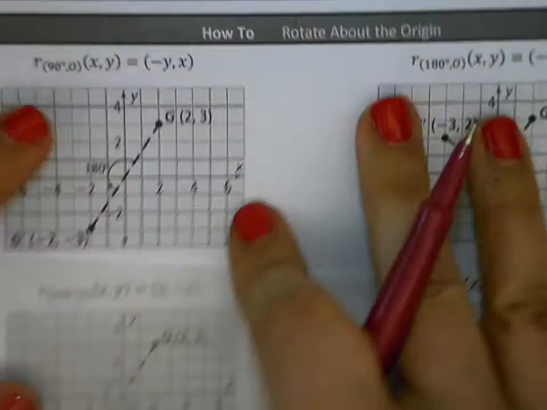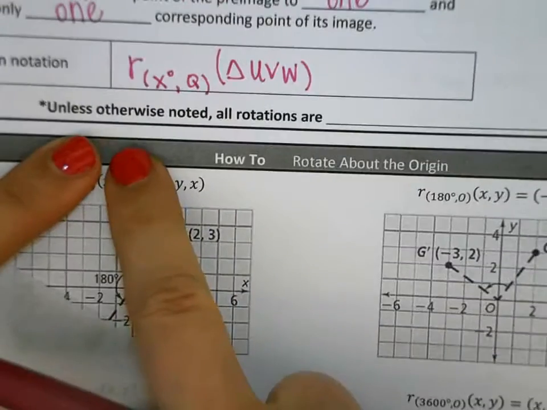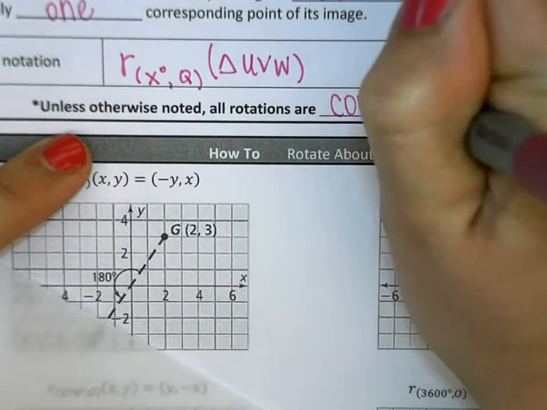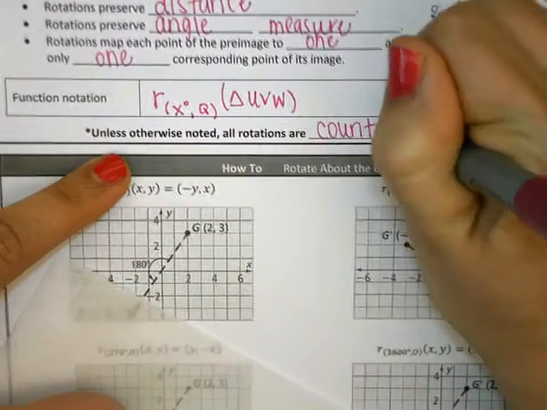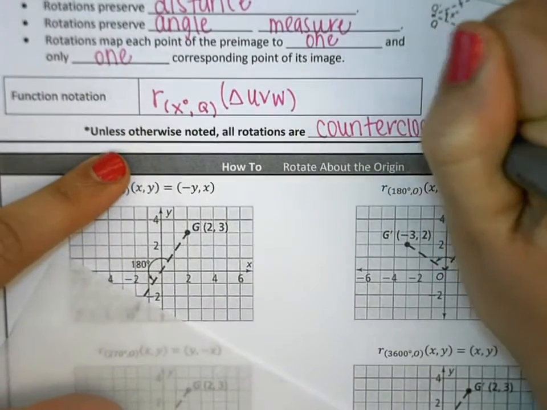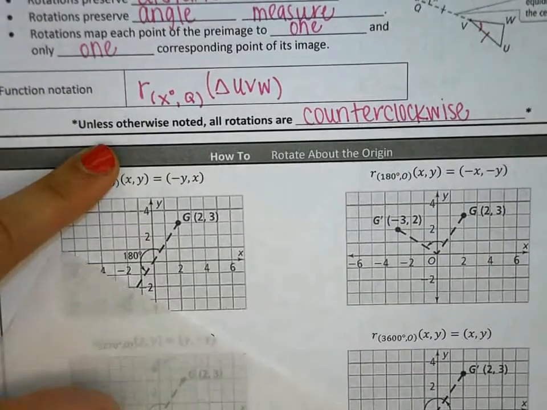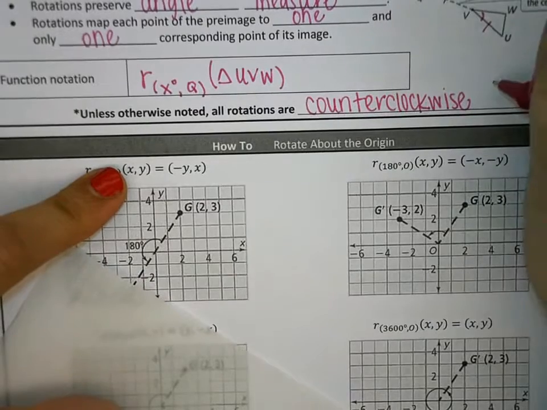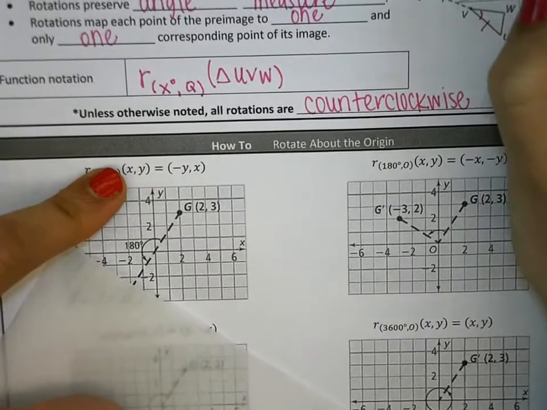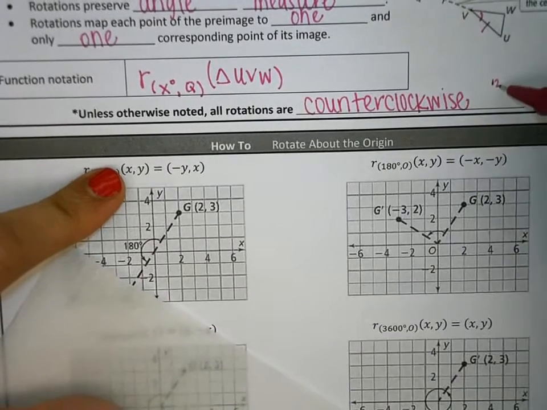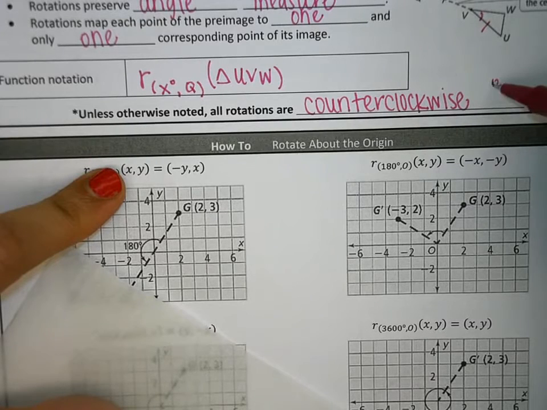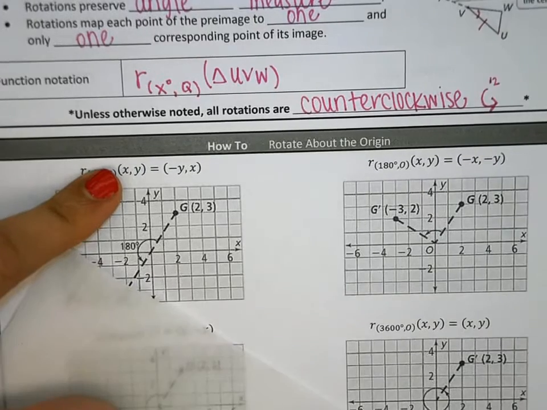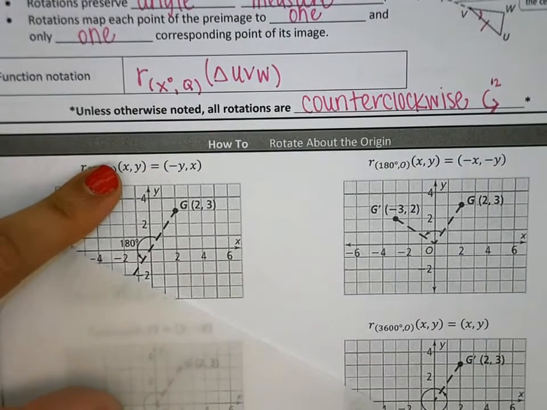At the very, very top, go back. Unless otherwise noted, all rotations are counterclockwise. That is important. Okay. Counterclockwise, so if you think about a clock where the 12 o'clock is right here, so let's say this is 12, clockwise would be going this way, correct? So counterclockwise is going the other way. Okay, so that's counterclockwise if we go to the right.